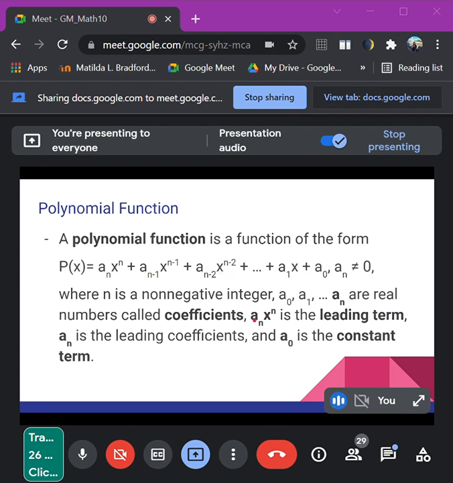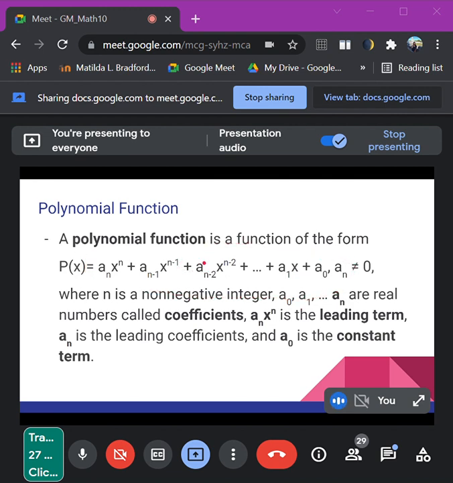And we know that coefficients are real numbers. And then you have there your a sub n x raised to the power of n. This one, which you see as your first term, we call the leading term. And your a sub n is our leading coefficient, since there is only one. And then your a sub 0 is the constant term, which is just a number or coefficient, with no variable. So, that is a polynomial function.